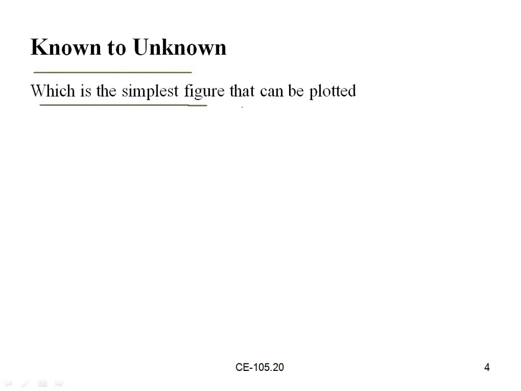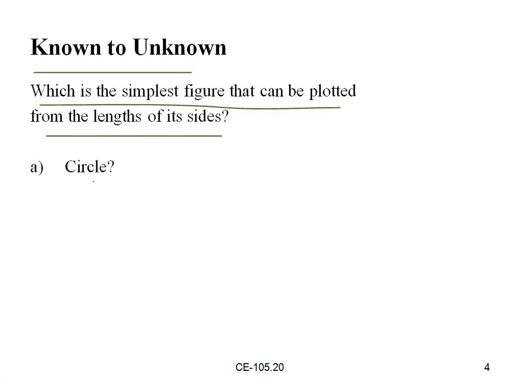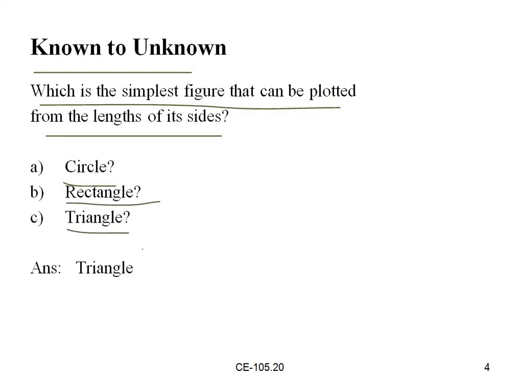That means if we know something, it is known, and if we don't know something, it is unknown. So which is the simplest figure that can be plotted from the lengths of its sides? Circle, rectangle, or triangle? The answer is triangle, because it is the simplest figure that can be plotted from the lengths of its sides.